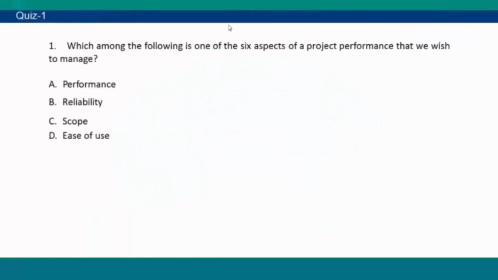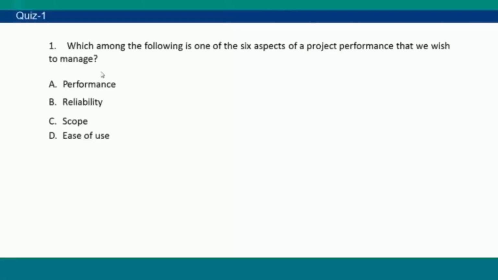Which among the following is one of six aspects? So six variables I discussed, right? So in six variables, what do we have? Time, scope, quality, cost, risk and benefit, right? So here the scope is there. So like this, you will get the questions, right? For foundation. So this is the foundation question.